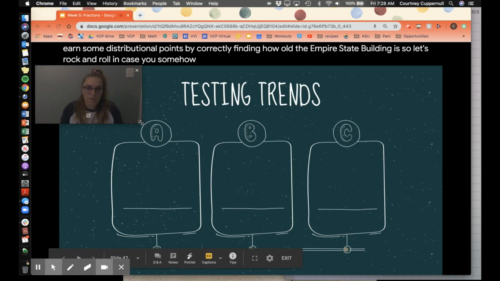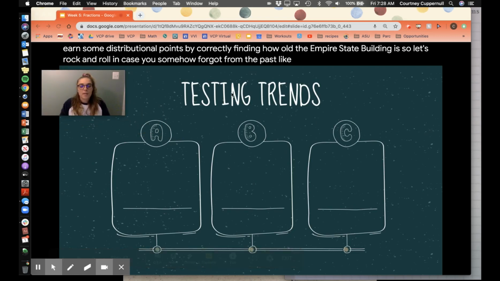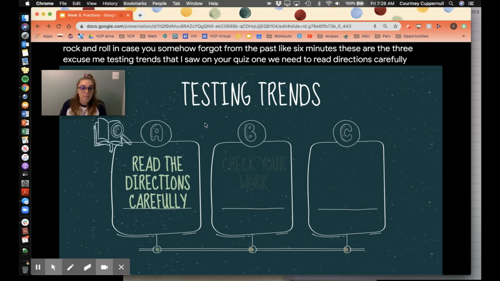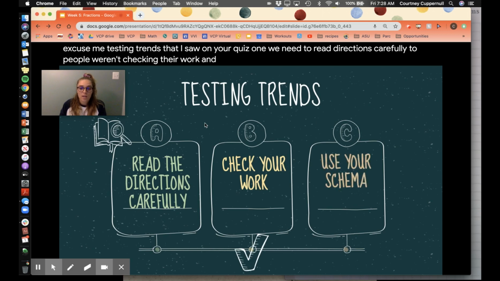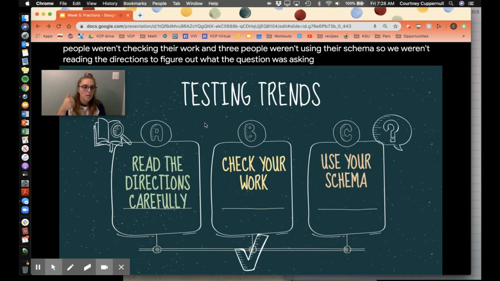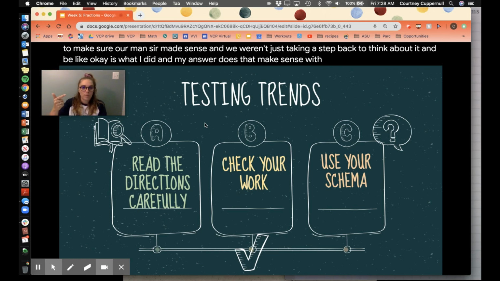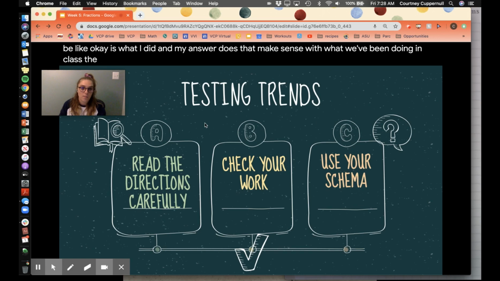In case you somehow forgot from the past 6 minutes, these are the three testing trends that I saw on your quiz. 1, we need to read directions carefully. 2, people weren't checking their work. And 3, people weren't using their schema. So we weren't reading the directions to figure out what the question was asking. We weren't checking our work to make sure our answer made sense. And we weren't just taking a step back to think about it and be like, okay, does what I did and my answer make sense with what we've been doing in class the past couple weeks?